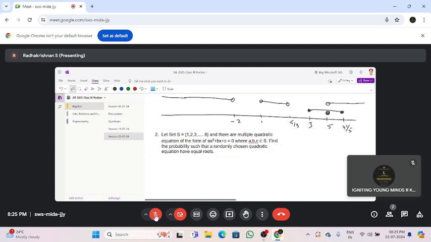Let set S equal to the set of integers from 1 to 8. And there are multiple quadratic equations in the form ax square plus bx plus c equal to 0, where a, b, c belongs to S. Find the probability that such a randomly chosen quadratic equation has equal roots.